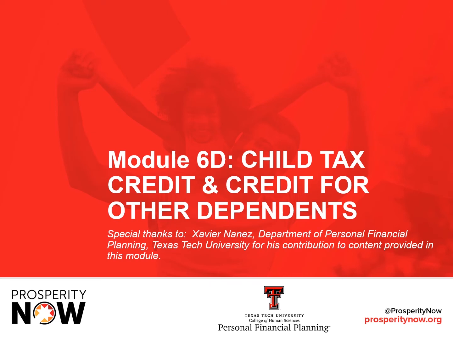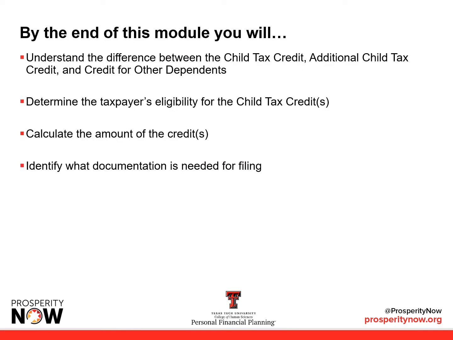Welcome to Module 6B, Child Tax Credit and Credit for Other Dependents. By the end of this module, you will understand the difference between the child tax credit, the additional child tax credit, and the credit for other dependents. You'll determine the eligibility for all of the child tax credits, calculate the amount of the credits, and identify the documentation needed for filing.